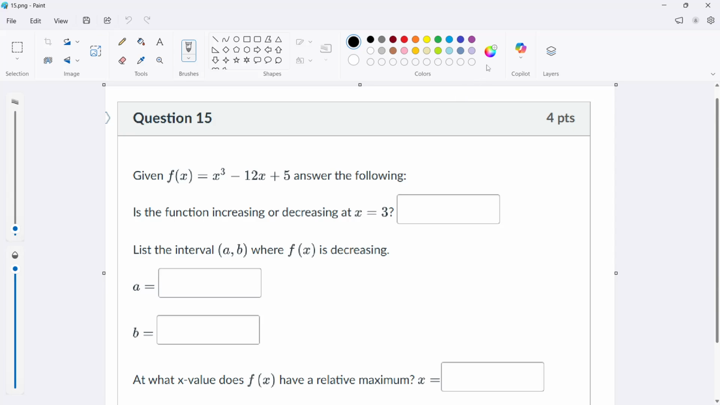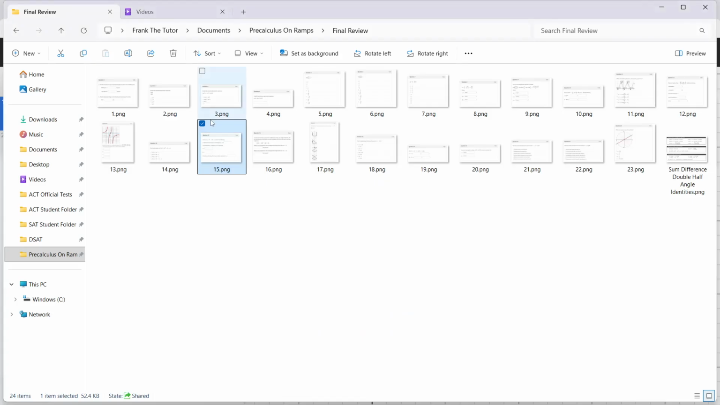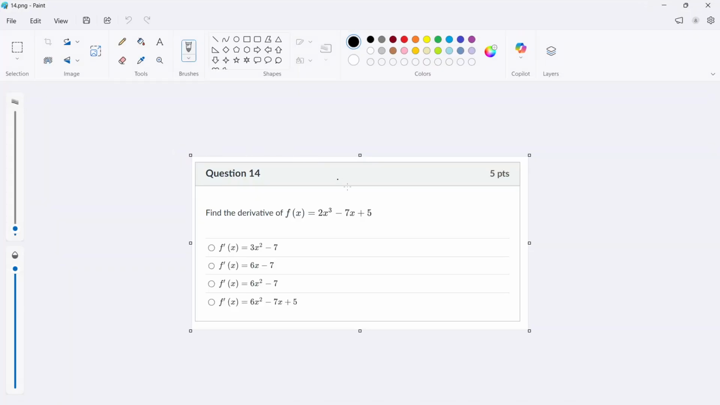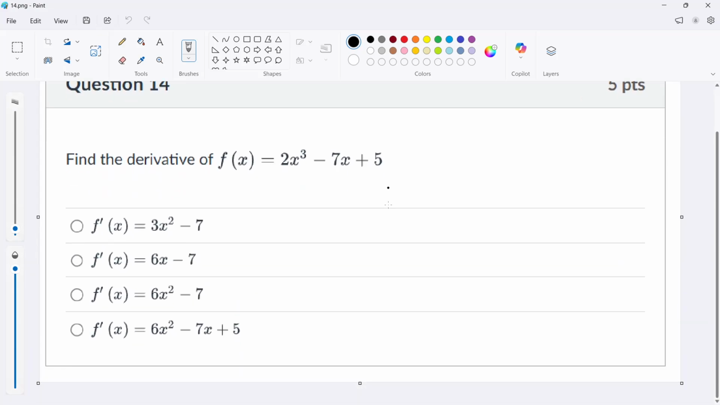All right, it says given f of x equals x cubed minus 12x plus 5. Wait a minute, that's question 15. Let me look at question 14 because I'm not sure if 14 is what I'm supposed to do here. Yes, 14 I'm supposed to do as well. So 14, 15, and 16. 2x cubed minus 7x plus 5 is the function.